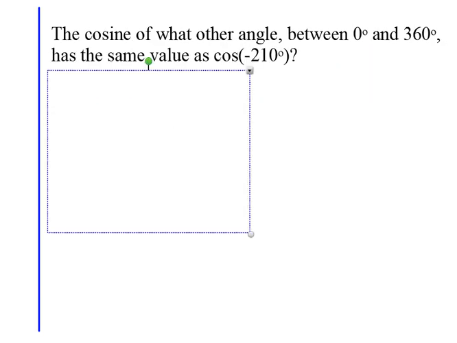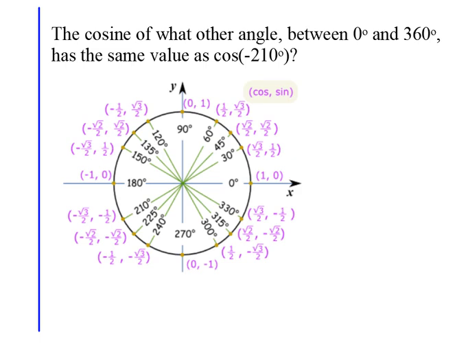Let's try this one more time. The cosine of what other angle between 0 and 360 degrees has the same value of cosine at negative 210? Let's find negative 210. If I spin positive counterclockwise 210, I end up here. Therefore, if I spin negative, which is just normal clockwise, I would end up right here. The cosine values are the x values. Where else is there an x value of negative square root 3 over 2? That would be right here, which is at positive 210.